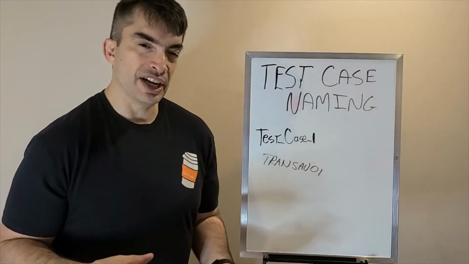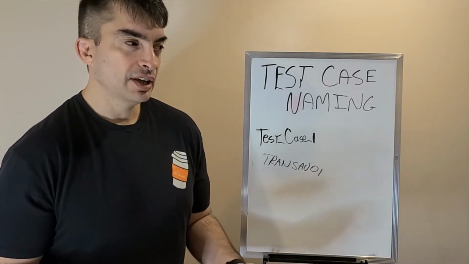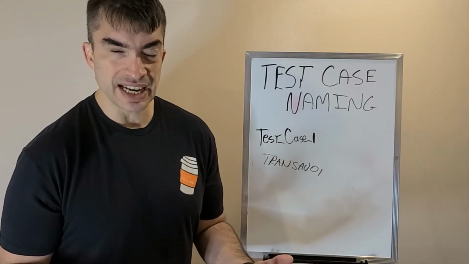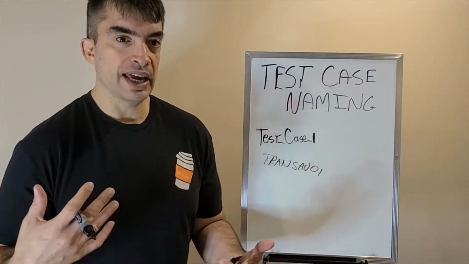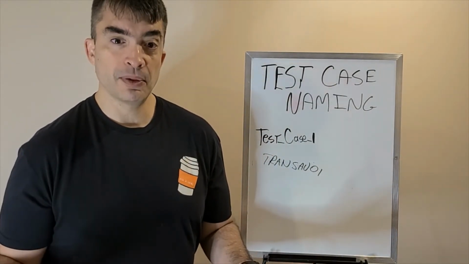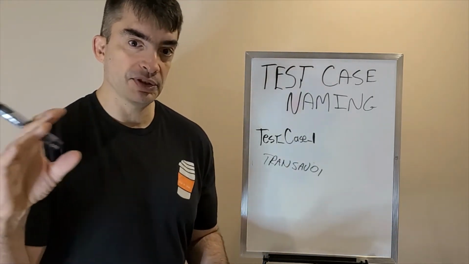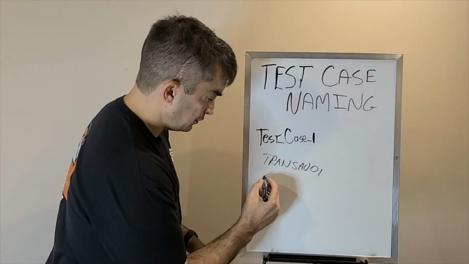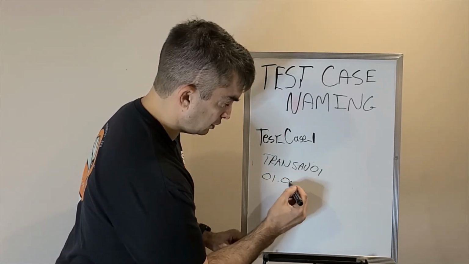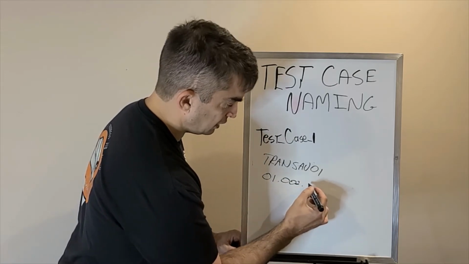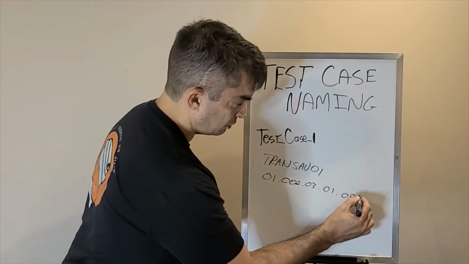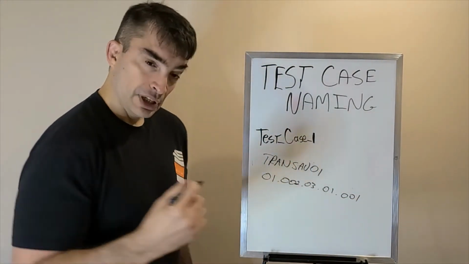Now, what I'm going to suggest as a test case naming convention works really well. I've used it for years and years, for almost 3 decades. It's similar to a Dewey Decimal System. So just straight numbers, and you use a ledger to explain what each of the numbers and sections are. So you would have, let's say, 01.002.03.01.001. Now, let's go through this in detail.